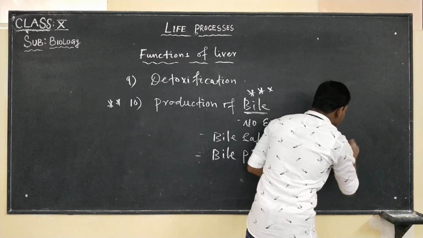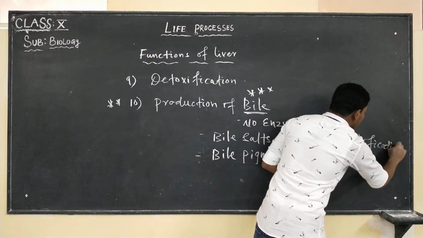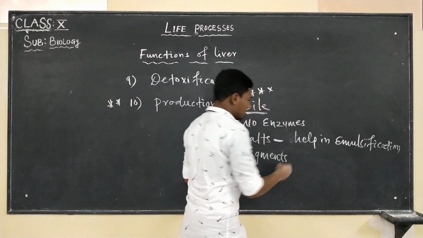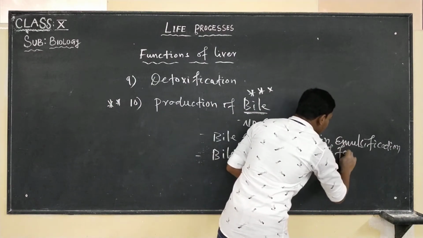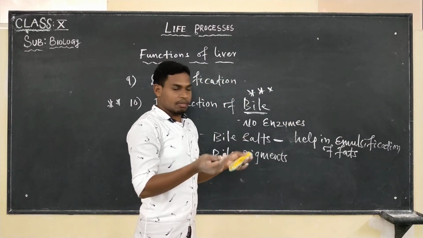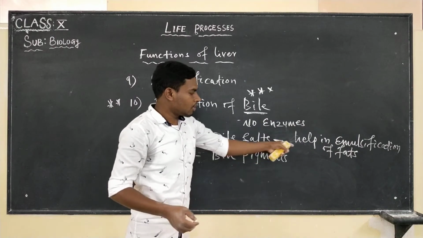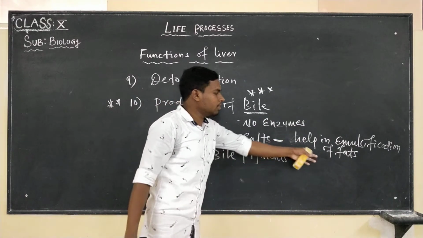These bile salts are very important in emulsification of fats. Emulsification of fats means what? The breaking down of large fat globules into tiny bits. Breaking down of large fat globules into tiny bits is known as emulsification.